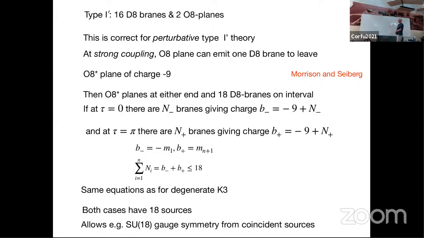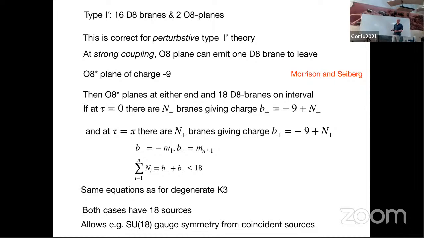However, at strong coupling, something rather remarkable can happen. An O8 plane can emit one further D8 brane to leave something known as an O8 star plane of charge minus 9. So really, non-perturbatively, we should be thinking of it as two O8 star planes and 18 D8 branes. And that's exactly what's needed to agree with the numbers which came from the K3 picture. Both cases have got 18 sources.